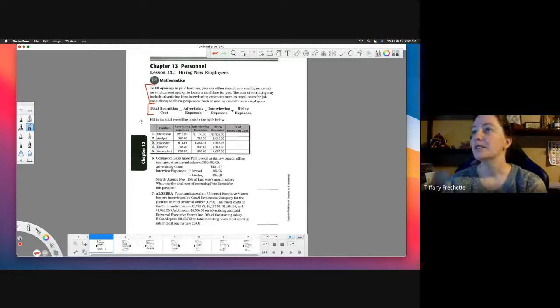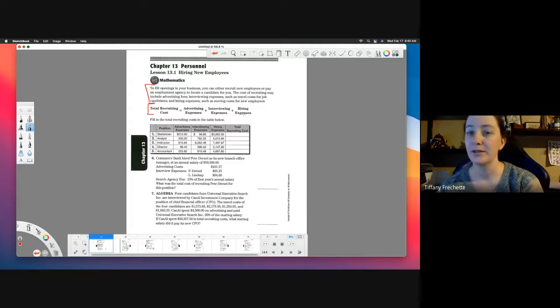So to fill openings in your business, you can either recruit new employees or pay an employment agency to locate a candidate for you. The cost of recruiting may include advertising fees, interviewing expenses such as travel costs for the job candidates, and hiring expenses such as moving costs for the new employees. So it just gives you a quick idea: it costs money to hire employees. So total recruiting costs equals the advertising expenses plus the interviewing expenses plus the hiring expenses. So you just have to add all of your expenses together that come directly from hiring that employee.